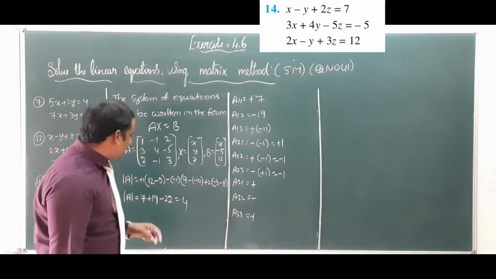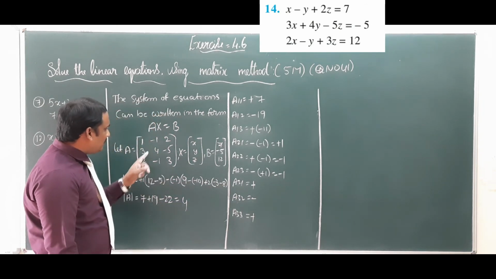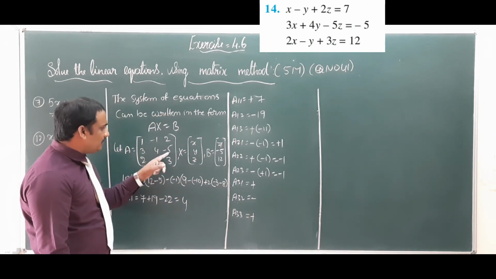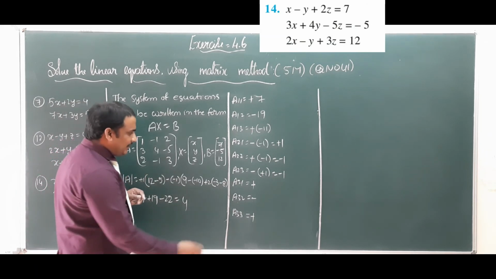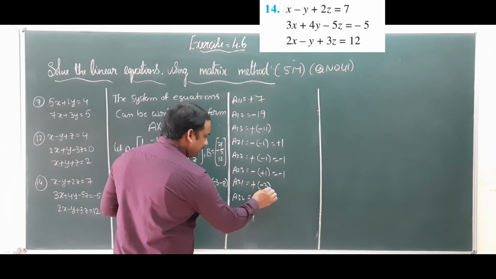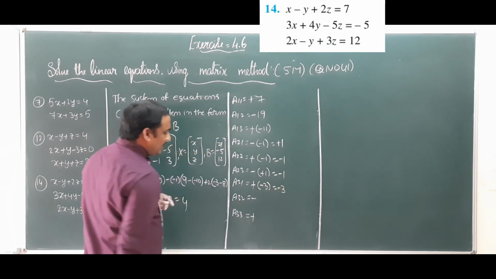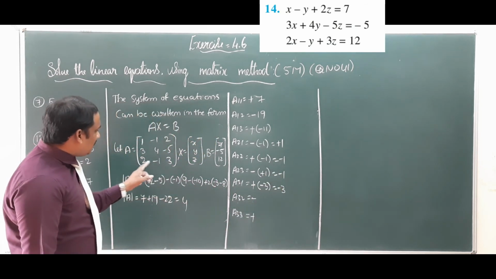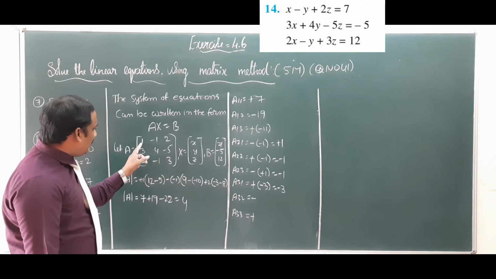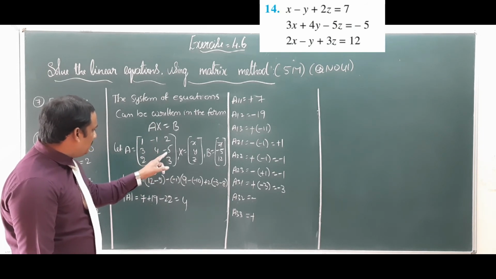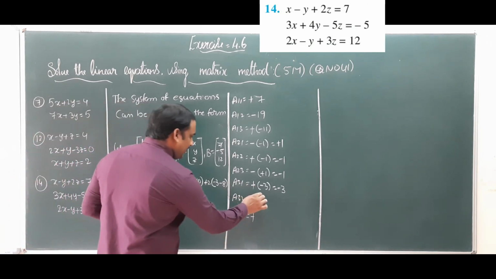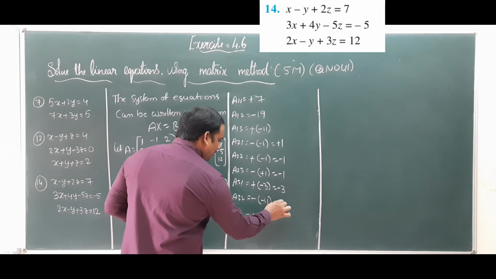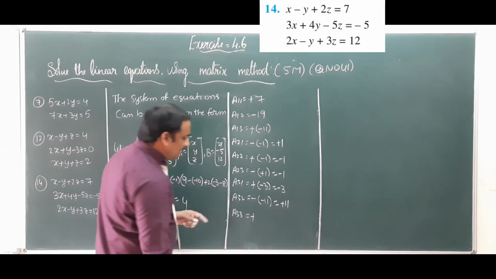A31, third row first column: minus 1 into minus 5 is 5, minus 4 2s are 8, 5 minus 8 is minus 3. Next A32, third row second column: 1 into minus 5 is minus 5, minus 3 2s are 6, minus 5 minus 6 is minus 11, equal to plus 11.